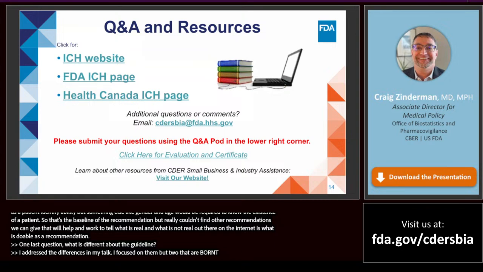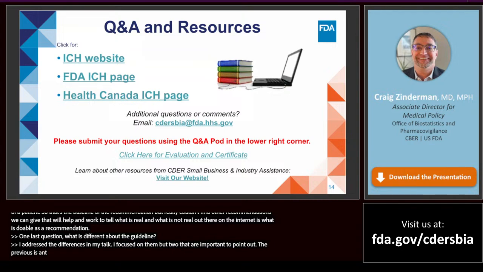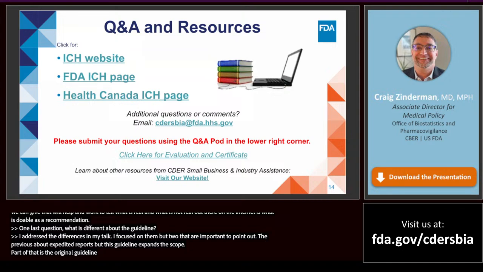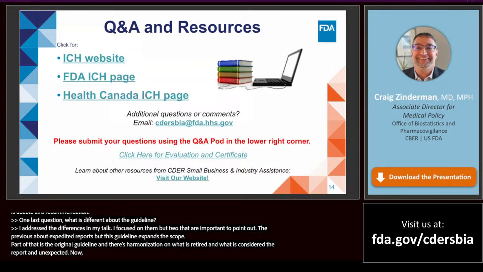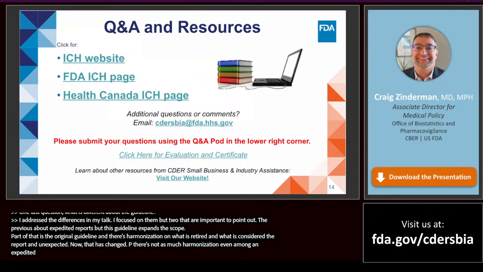that the previous guideline, the original guideline, is really about expedited reports only, whereas this guideline expands the scope to all ICSRs. Part of the reason is that the original guideline directed expedited cases because there was harmonization across regions about what was required, what the time frame was, and what was considered to be an expedited report, serious and unexpected. But now that has changed, and there's not as much harmonization even among what's considered an expedited report. So there wasn't really an advantage to restricting the guideline to expedited reports.